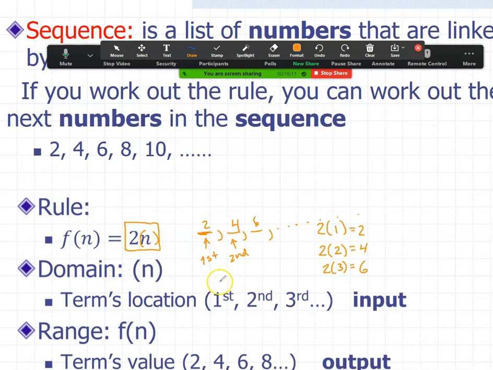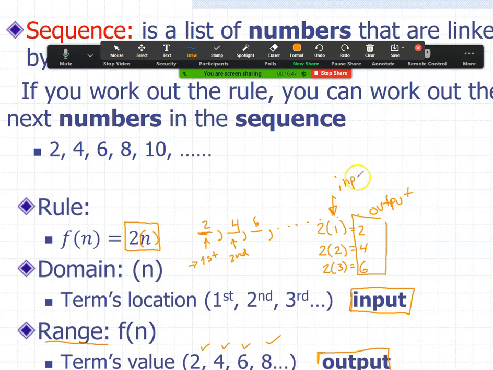The domain is the term's location. So what first number, second number, third term, that is considered your input. That's what goes into the n. And maybe from algebra 1 you remember range. So range is the f of n, and that's what comes out. That's the output. So the answer, like 2, 4, 6, 8, this stuff over here would be your output, and this would be your input.